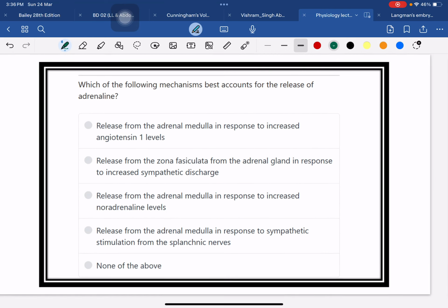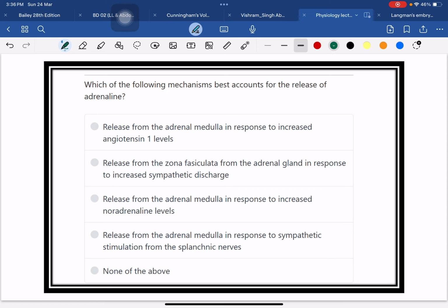This is the physiology portion. Which of the following mechanisms best accounts for release of the adrenaline? So we have to find out the mechanism by which the adrenaline is released. We know that most of the adrenaline is released from the adrenal gland.